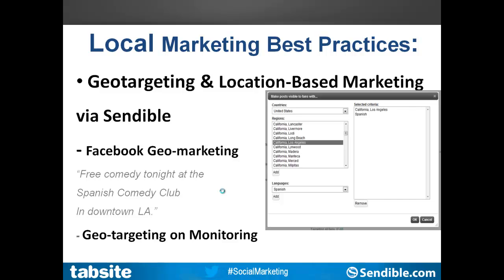And on Sendible there is also a way to geo-target on monitoring. So you can put in certain monitoring terms, your brand name, your competitor's name, or just general industry names, and you can geo-target what people are saying about that brand name in your local area or in a part of the country that you want to focus on. And then on Sendible, you can always read and reply to any of these mentions.